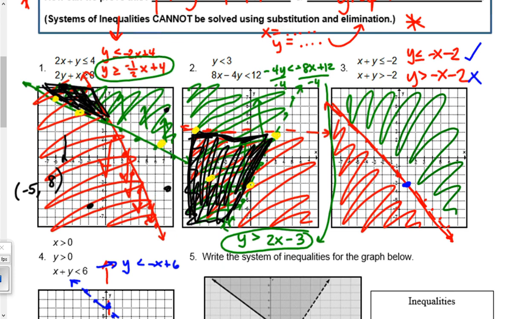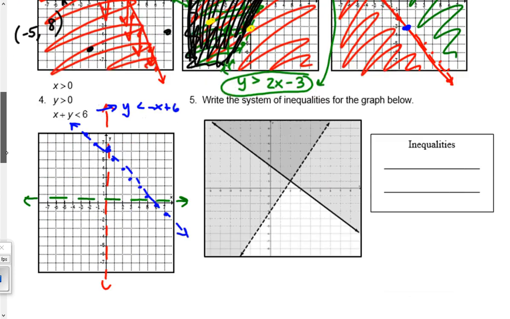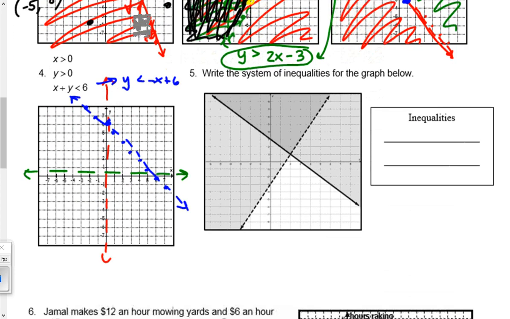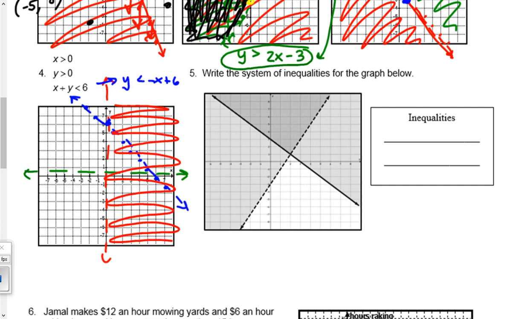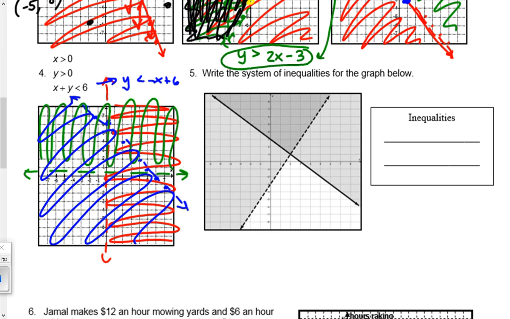So this is getting really messy. Maybe beautiful to some of you. Okay, number 4. I did x is greater than 0. That was a vertical line. I did that with red. X is greater, so that would be this way, because it's x, so that's side to side. I did my horizontal, my y, in green. Y is greater than 0, so that's above. And then last but not least, the blue was that line at the bottom, x plus y is less than or equal to 6, and it's less than, so that's below the line. Lots of colors going on here.